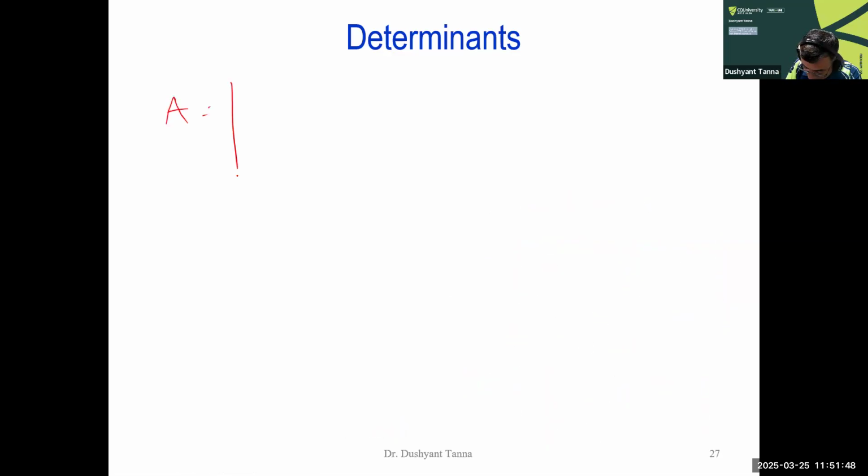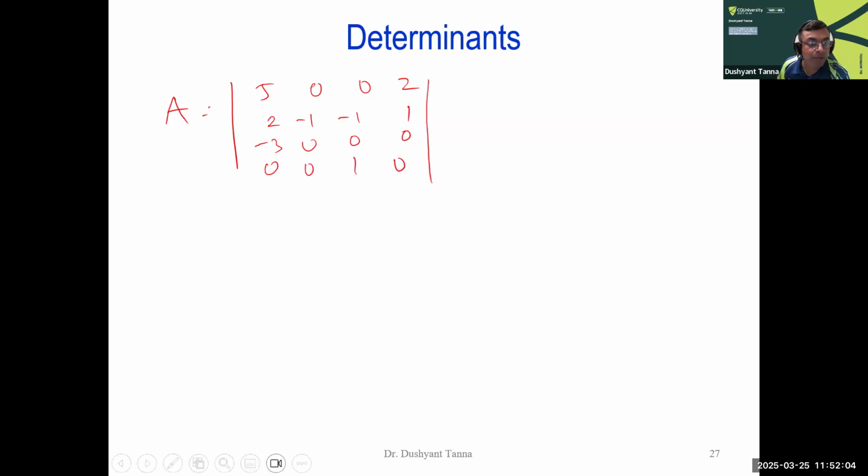My A is this matrix. It's determinant 5, 0, 0, 2, 2 minus 1 minus 1, 1. Lucky I wrote that. Okay. I have many ways of expanding this. I can expand it from the second column, third column, or third row. Okay. Let's go with the column expansion because we haven't done that. So that will be something new.